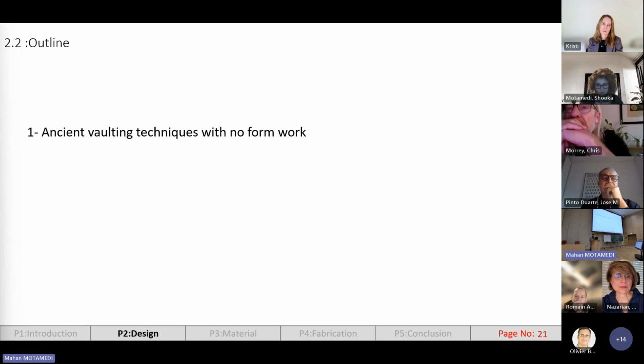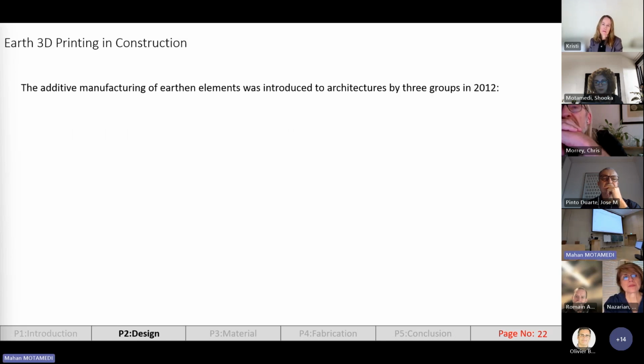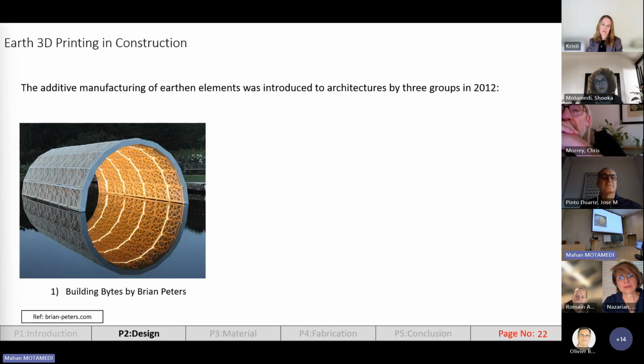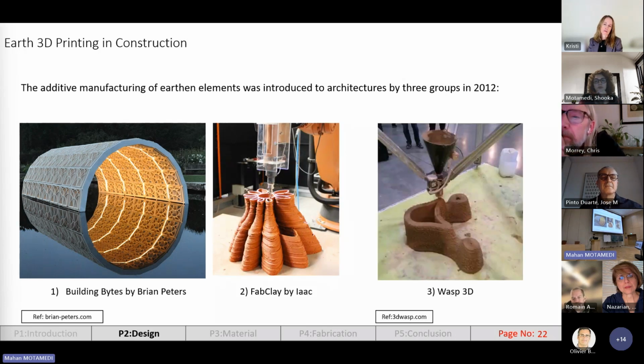Ancient molding techniques with no formworks. First, we are going to show some examples. And then we introduce the patching design grammar. The additive manufacturing of earth-based materials was introduced in 2012 by 3 groups at the same time. First was the Building Bytes by Brian Peters. Second was FabLab by IAAC, and third was by RAP company.